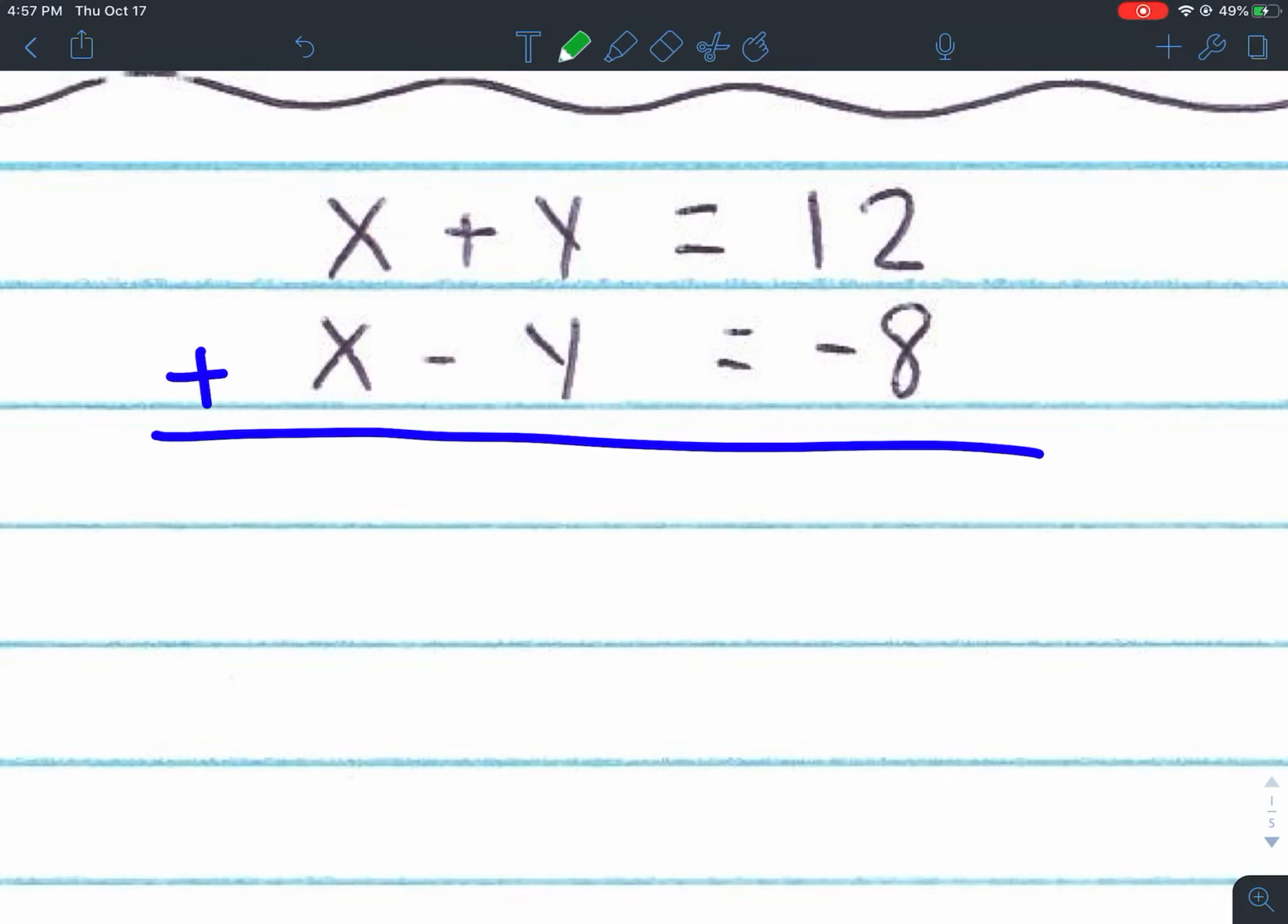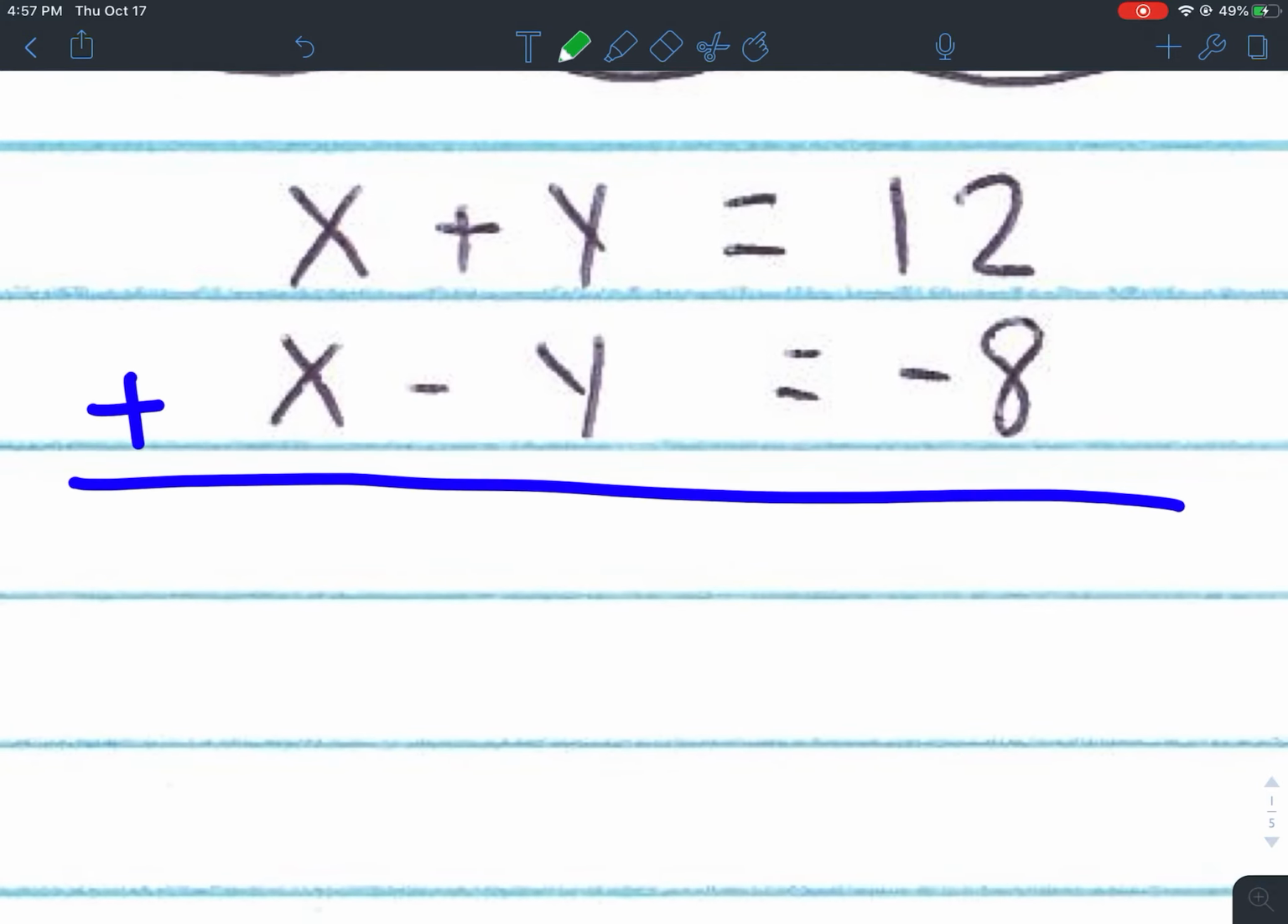You're going to ask yourself, well, what's the easiest thing for me to eliminate? And when I ask you that, what I mean is, if I had 3x, and I asked you, how do I get rid of a positive 3x? Well, you would say subtract 3x so that you get 0. So you're looking for opposite signs.